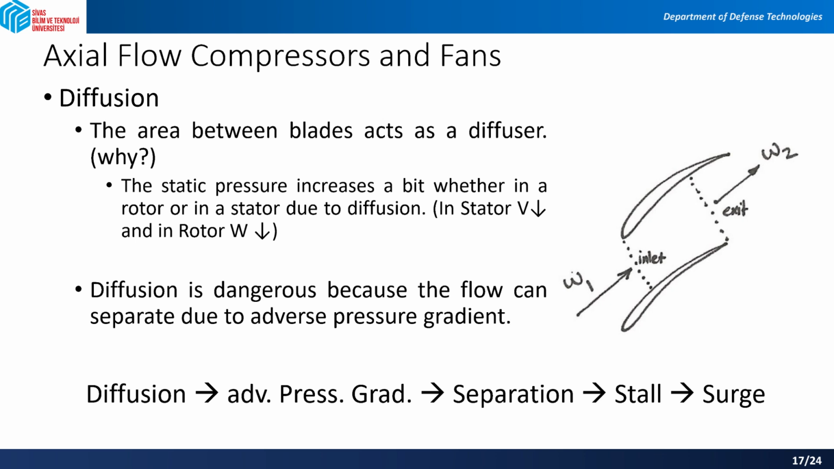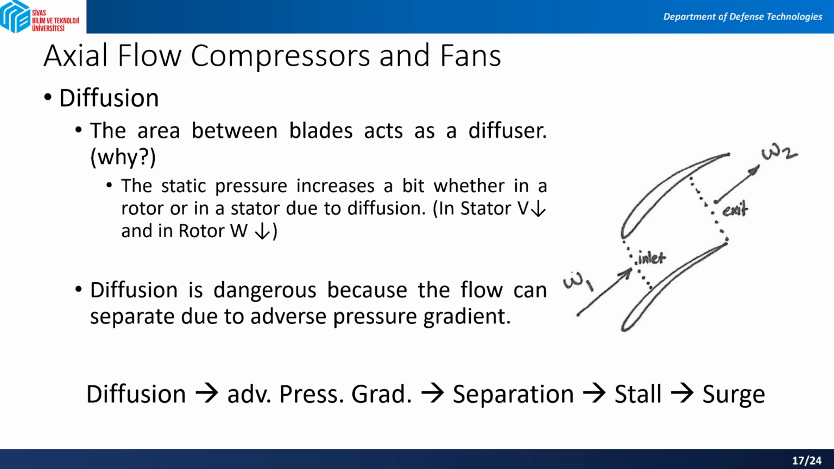So the static pressure increases a bit, whether in a rotor or in a stator, due to this diffusion effect. We said that in a stator you're dealing with the absolute values, absolute velocities, so you're dealing with V, but in a rotor you're dealing with W, your relative velocity. But in both cases, because the duct in between two blades is a bit diverging, diffusion is happening. So in both cases, your velocity is decreasing.